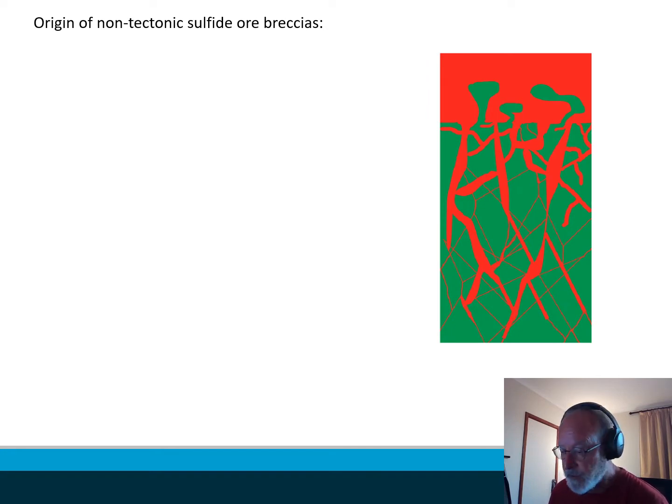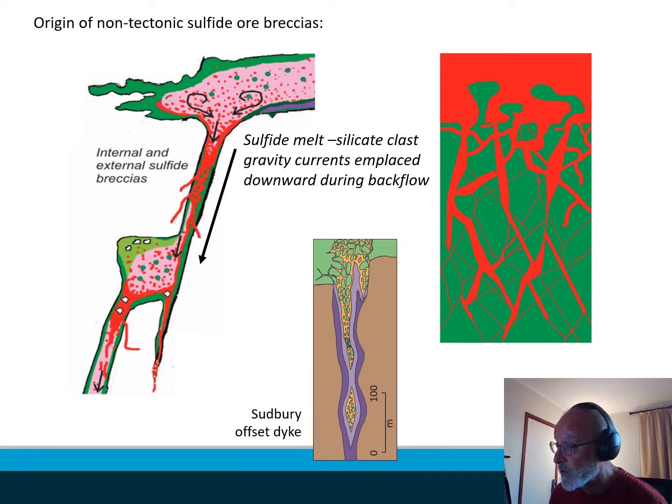Now, when we're talking about sulfide matrix breccias, from which I'm excluding these previous two categories, the tectonic ones and the emulsions, there are a few different models, really mainly models related to dynamic emplacement processes versus models related to passive injection of sulfide to explain these things.